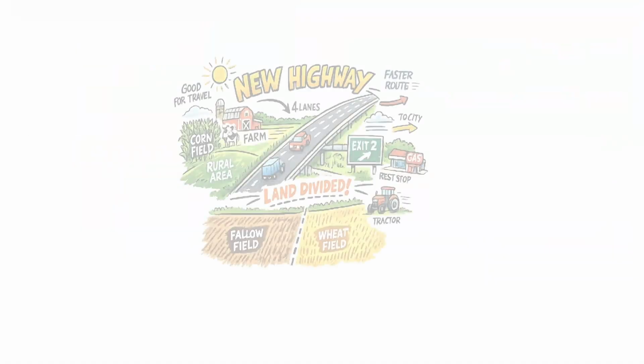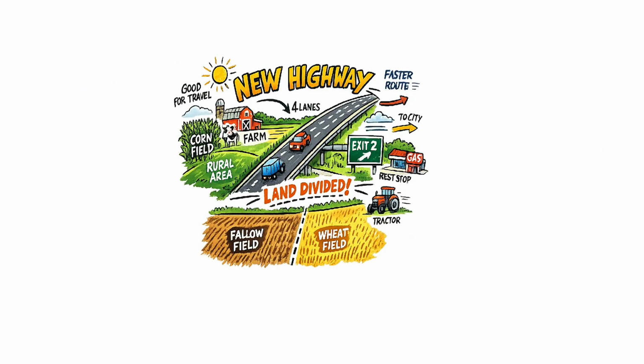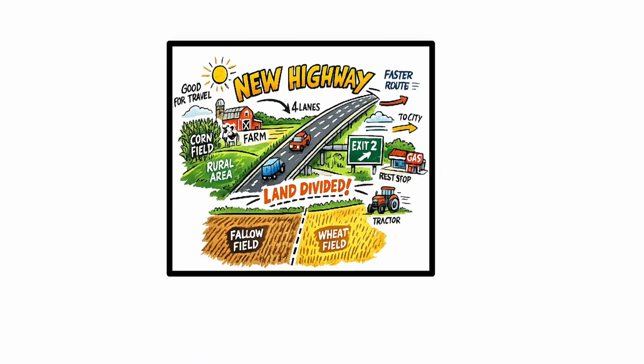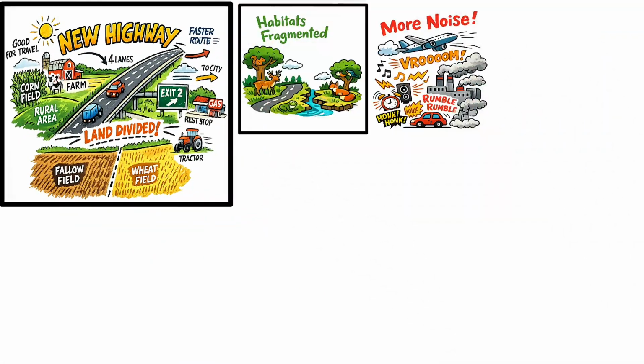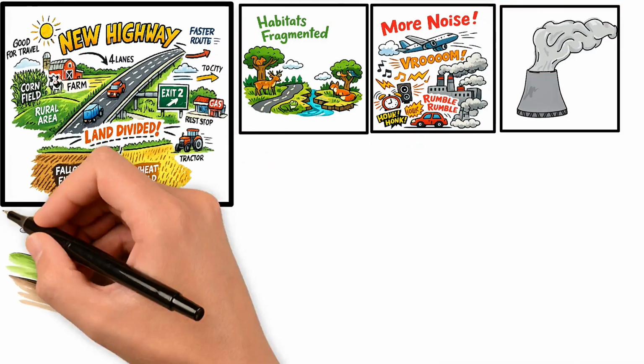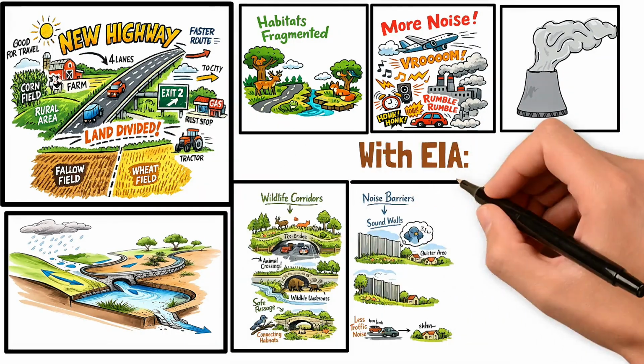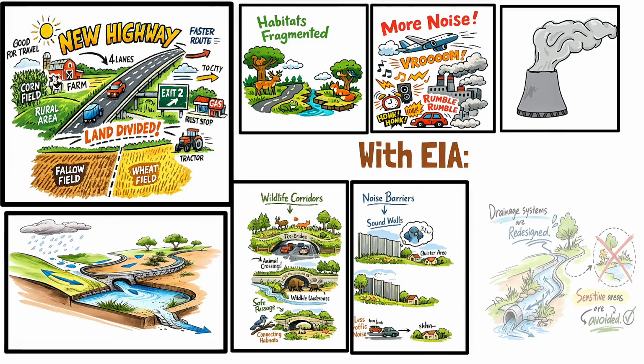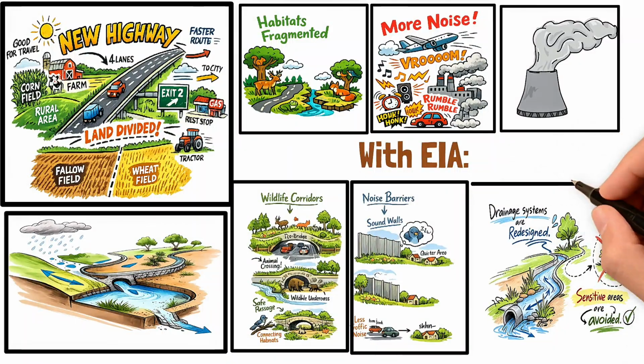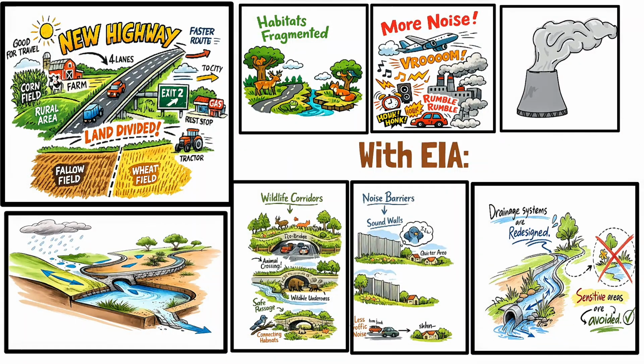Now let's make it practical. Imagine a new highway cutting through farmland. Without assessment, habitats are fragmented, noise increases, air pollution rises, water drainage shifts. With EIA, wildlife corridors are added, noise barriers are built, drainage systems are redesigned, sensitive areas are avoided. The project still happens, but smarter.